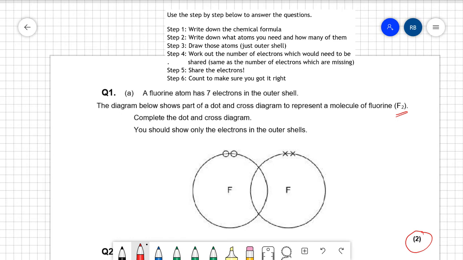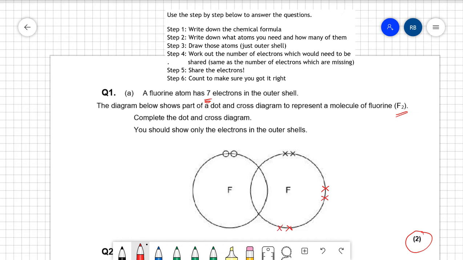Now, the exam paper has already done step 3, drawn those atoms, but just the outer shell. Work out the number of electrons which would need to be shared, which is the same as the number of electrons which are missing. It tells you, look how useful this is. It has 7 in its outer shell. So let's fill one of these in. 1, 2, 3, 4. This needs 8. It's got 1 missing.